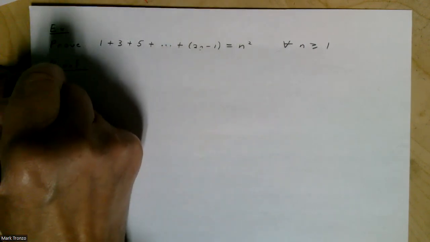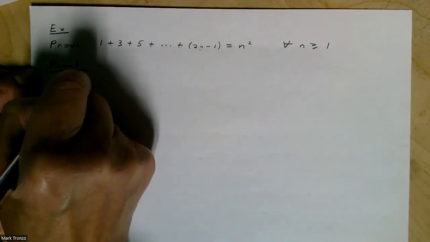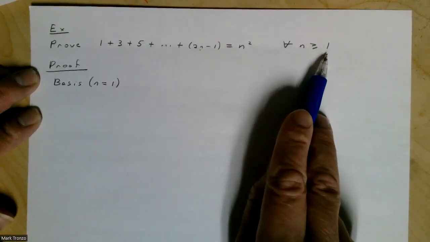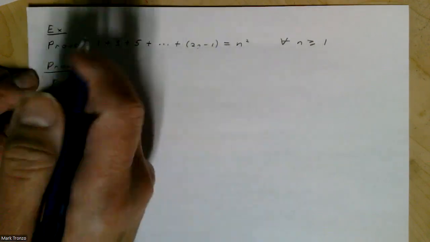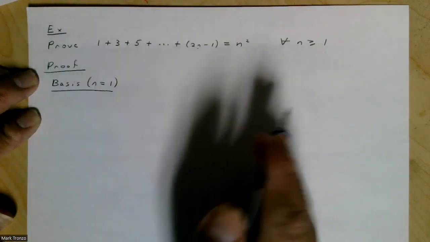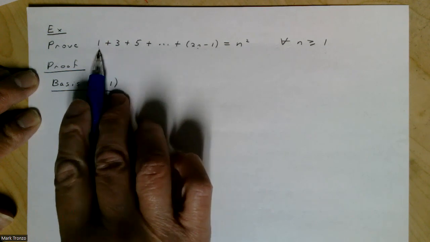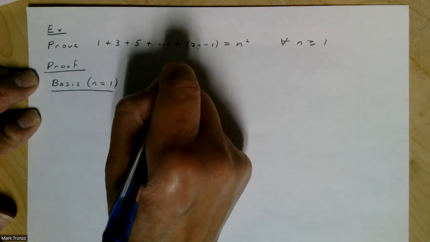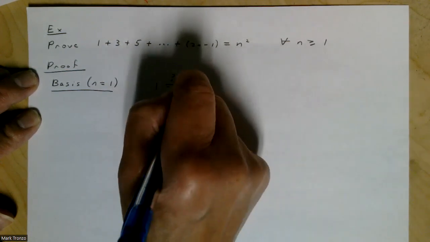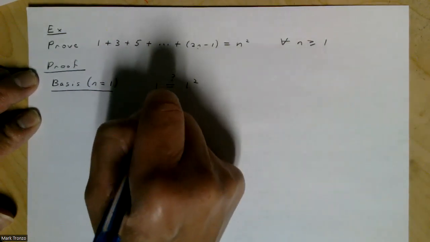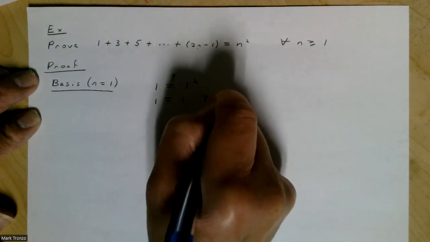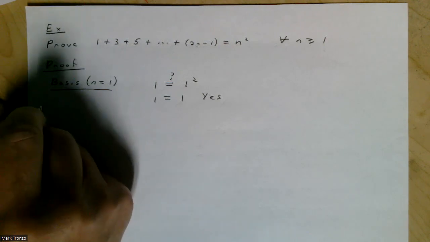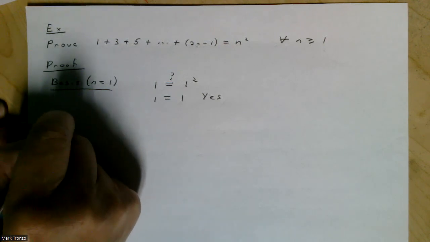So again, do the basis step. N equal 1. Again, we picked 1 because that's where we're starting up here. And so again, the question is: is this true? For n equal 1, we're just going to have 1 term on the left. And is that going to be equal to 1 squared? I think we can pretty quickly say yes, that's true for the basis step. Now let's go to the induction step.